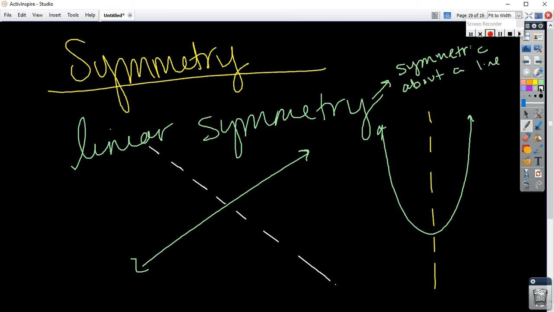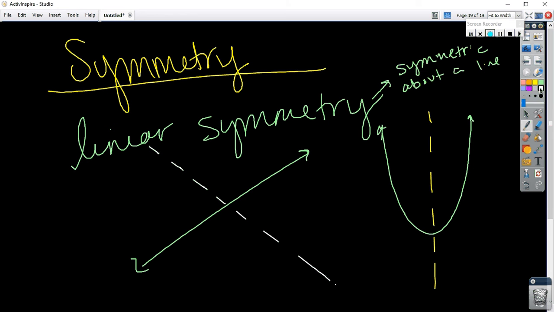Right now, what we're doing in this chapter is some analysis of functions. And so we're going to talk about lots of different characteristics and things that functions have. This is just one of them. Functions could have linear symmetry, or we're going to talk about the other symmetry in just a minute.